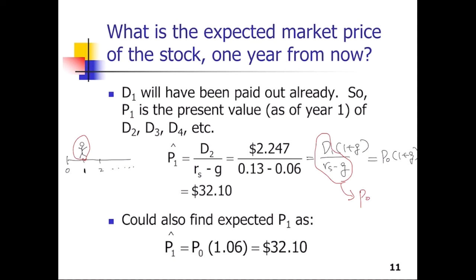So P1 hat can be calculated in two ways, this way or this way. The second way is P0 multiplied by 1 plus G, right? What does it mean? This means the expected market price of the stock one year from now can be determined by the dividend growth rate. That is the conclusion of this slide.